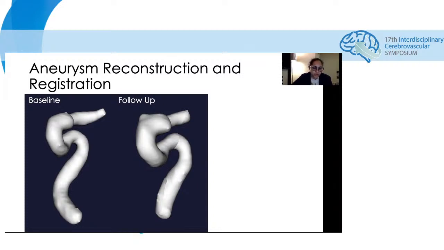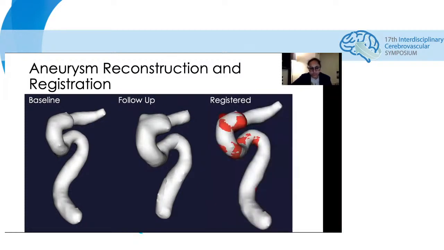So we created a reconstruction at baseline and follow-up, and then we registered those 2 reconstructions using the built-in registration method that uses iterative closest point registration algorithms to register the baseline and follow-up segmentations to each other. The reason we included so much parent vessel in these segmentations was to improve the accuracy of the registration, such that there were clear landmarks to match up from the baseline and follow-up data, even if the aneurysm body changed drastically in size or shape.